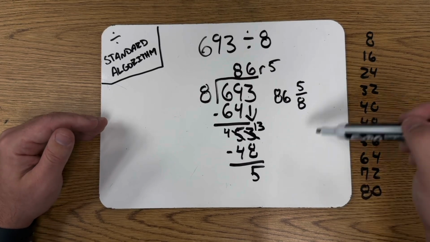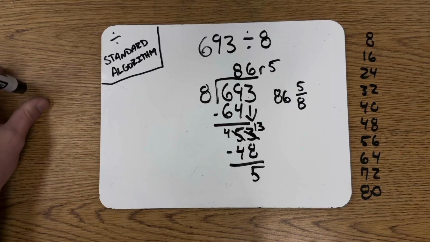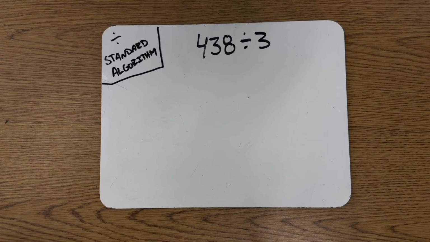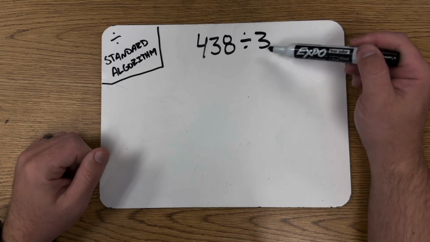All right, so let's take a look at another problem just to get this 100% familiarized. This time we have 438 divided by 3. And the first thing you might be asking is, Mr. Hall, why aren't we using 2-digit divisors on the second half?